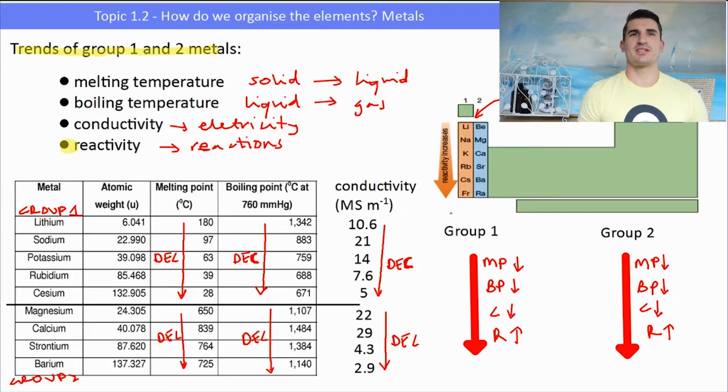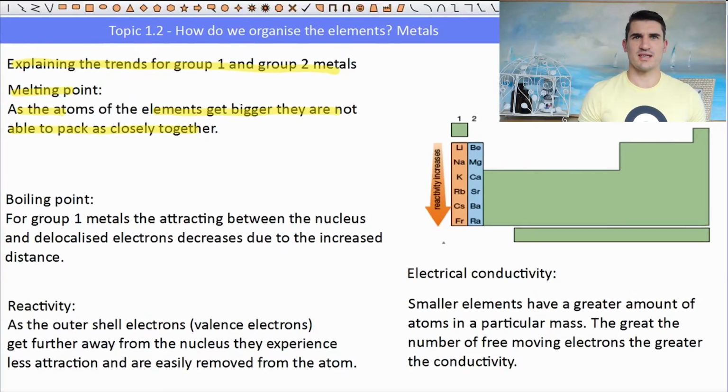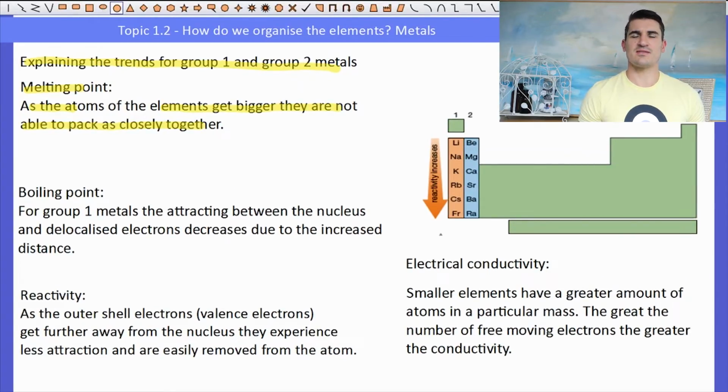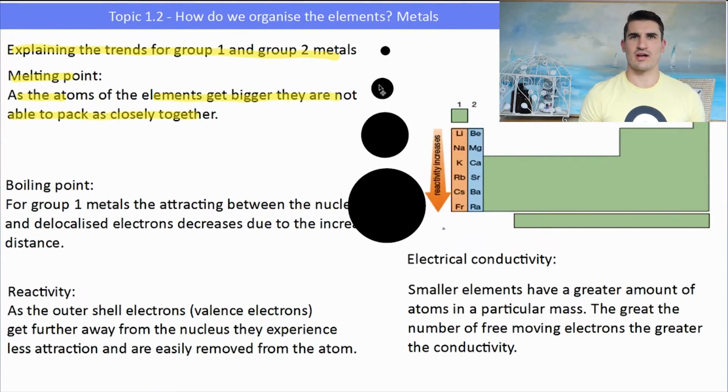Alright, we need to be able to explain some of those trends. So explaining those trends for group 1 and 2. The melting point. Basically, as the atoms of the elements get bigger, they're not able to pack as closely together. So they're not as strongly attracted to the glue that's holding them together. If you think of these atoms as little spheres, you'll notice that as we go down a group, we're getting bigger and bigger atoms. So they physically can't get close enough together to have a strong attraction.